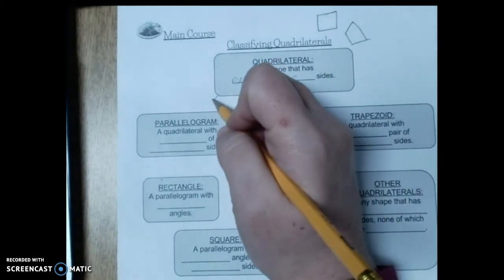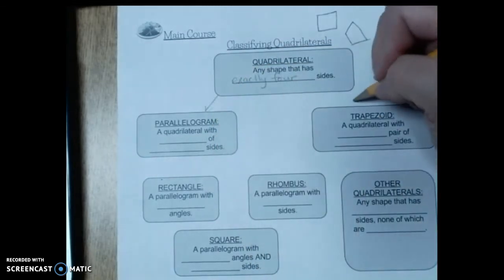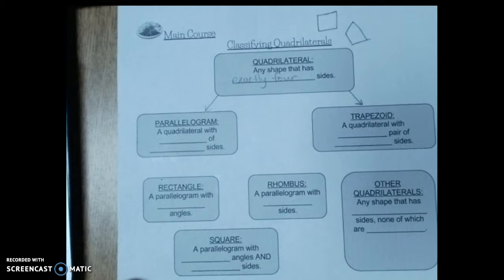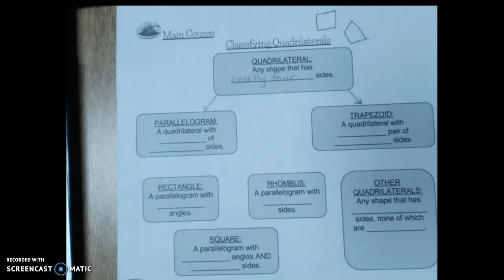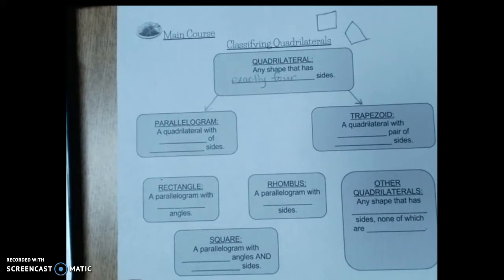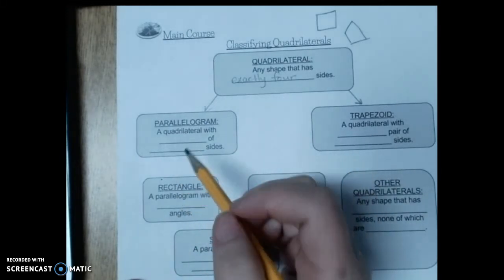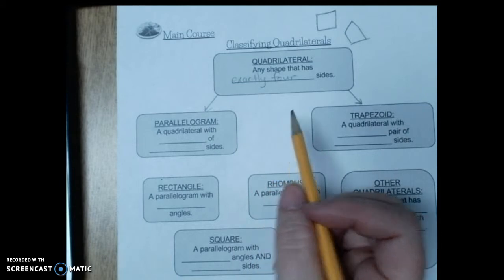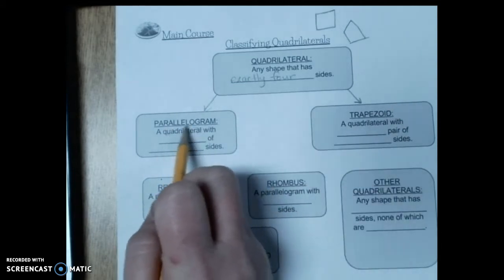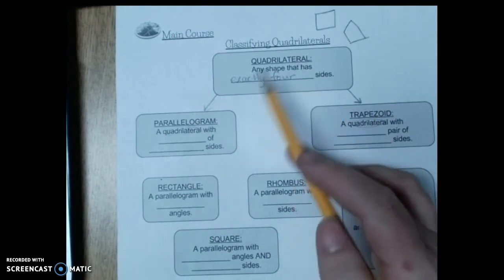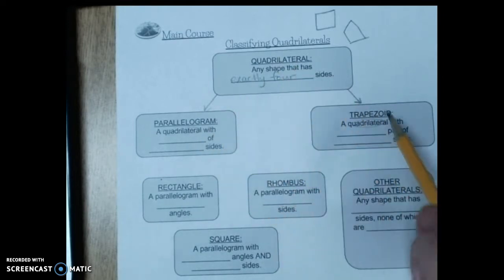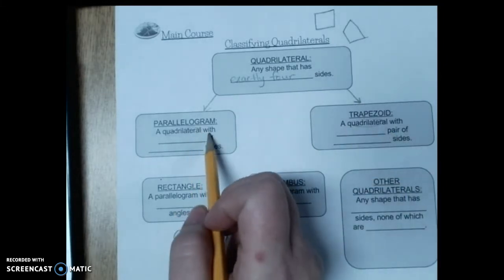We're going to make an arrow down to parallelogram and an arrow down to trapezoid. The reason why is that a quadrilateral, a parallelogram, has four sides too. But it has something special about its four sides. You can see that in the definition of parallelogram, you see quadrilateral. So all trapezoids are quadrilaterals. All parallelograms are quadrilaterals. In this case, a parallelogram is a quadrilateral.